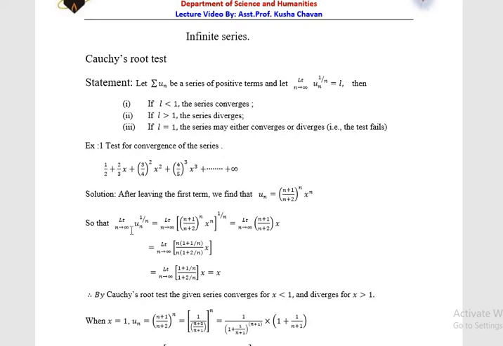So take the limit on both sides as n approaches infinity: un^(1/n) is equal to the right hand side limit as n approaches infinity of [((n+1)/(n+2))^n x^n]^(1/n). Simplify it and we get ((n+1)/(n+2)) x.